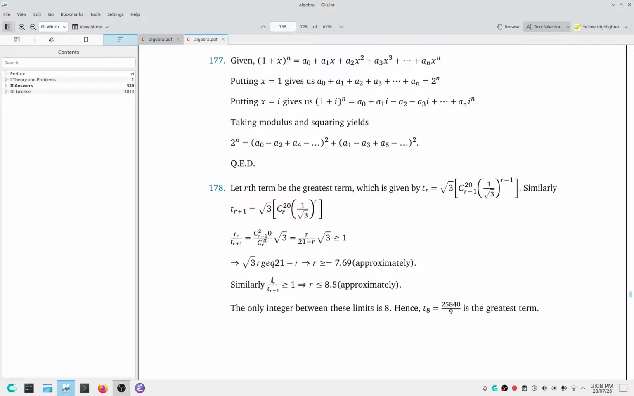So r is roughly 7.69. Similarly, T(r) upon T(r-1) will be greater than or equal to 1, so r will be less than or equal to 8.5. So the only integer between these limits is 8. Hence, T8 equal to 25,840 upon 9 is the greatest term.